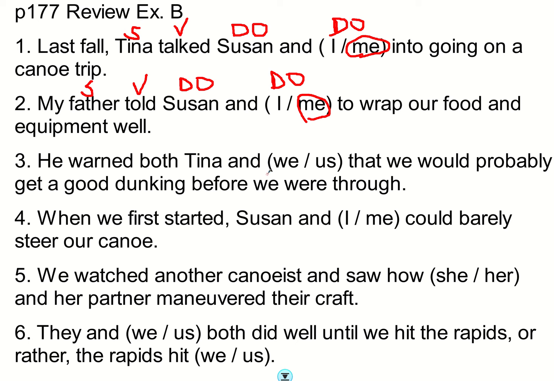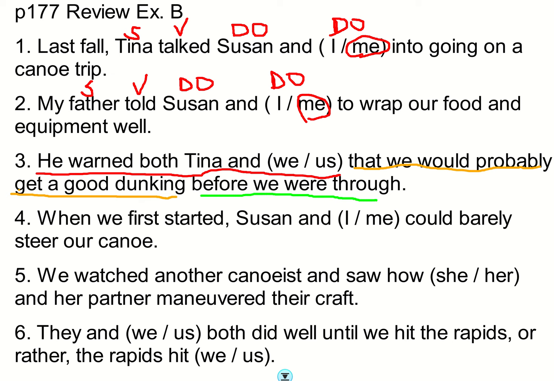Number 3, we do have multiple clauses. So we have, he warned both Tina and we or us. And then we have a new one that starts with that: that we would probably get a good dunking, which I will try to underline more neatly. And a good dunking, and then one more at the end with before we were through.